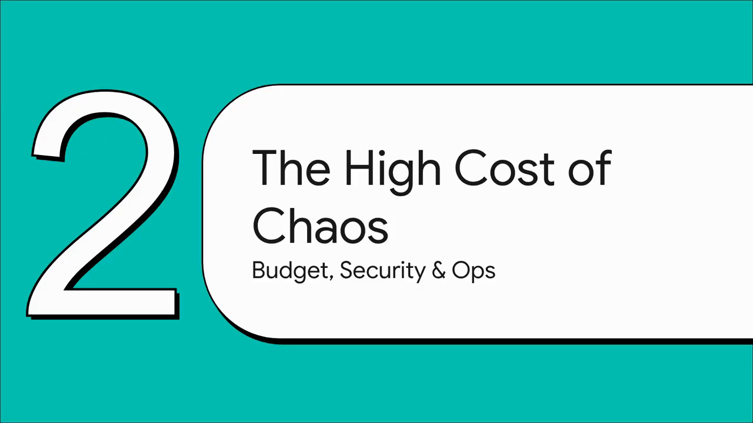Now, let's be super clear about this. Inconsistent tagging isn't just a little messy. It's a major liability. It directly causes massive budget overruns, creates glaring security holes, and just kills productivity. To put it bluntly, this chaos is costing you a ton of money and putting you at incredible risk.